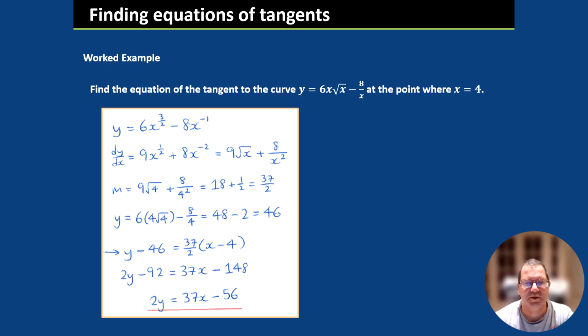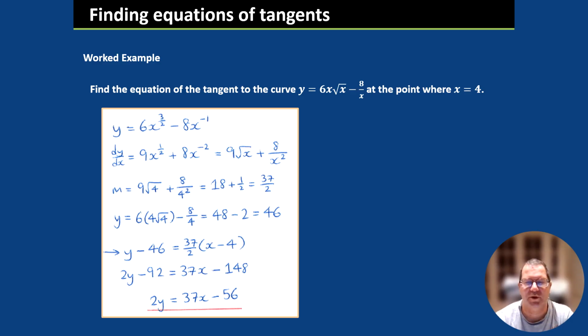Another worked example on tangents. Find the equation of the tangent to the curve y equals 6x root x minus 8 over x at the point where x is equal to 4. So first of all, I've rewritten it as 6x to the power of 3 over 2 minus 8x to the negative 1 before differentiating it. So dy by dx is equal to 9x to the half plus 8x to the minus 2, which we could rewrite if we wanted as 9 root x plus 8 over x squared.